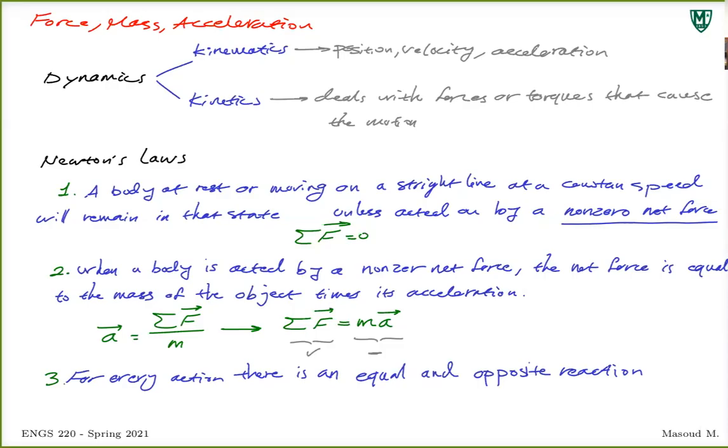So dynamics in general means we are studying the motion of a particle, and we not only look into the motion itself, like position, velocity, and acceleration, the kinematics of the motion, but we also look into what is causing that motion, right? What kind of forces or torques applied to this object or this rigid body or this, again, particle as an idealization causes these motions.